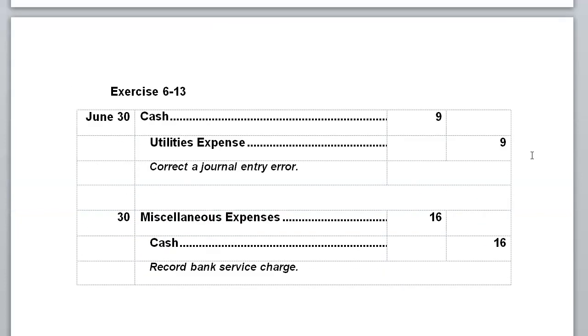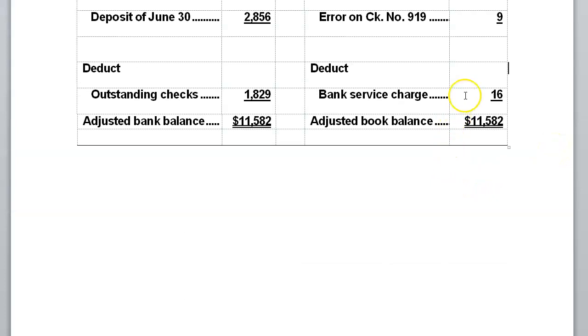So here are our journal entries. The first one, on our error, we're going to debit cash and we're going to credit utilities expense. Again, this is for the transposition error. We're just making the adjustment for the amount that we misrecorded. On the next item, the $16, this was for the bank service charge. Whatever your chart of accounts shows for this company, it's miscellaneous expense. It could be bank service expense or bank service charge, but we're going to debit the expense and we're going to credit cash. After we have recorded these two journal entries, our general ledger balance will now be the $11,582.